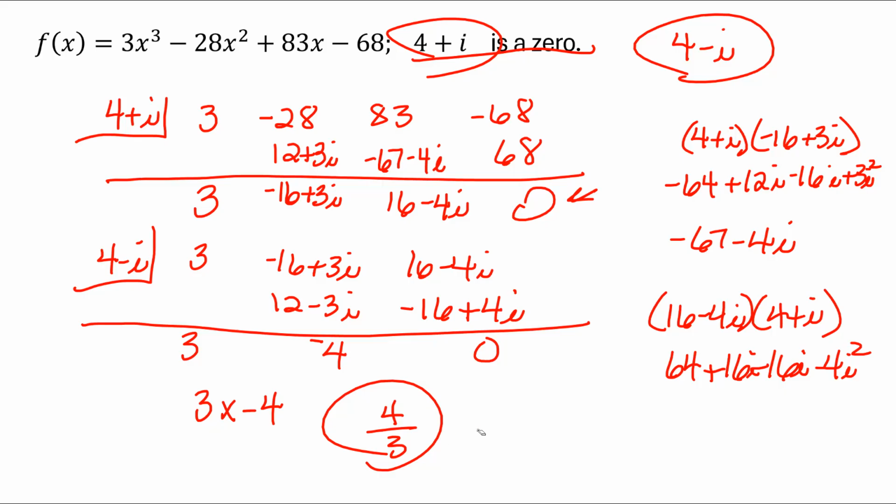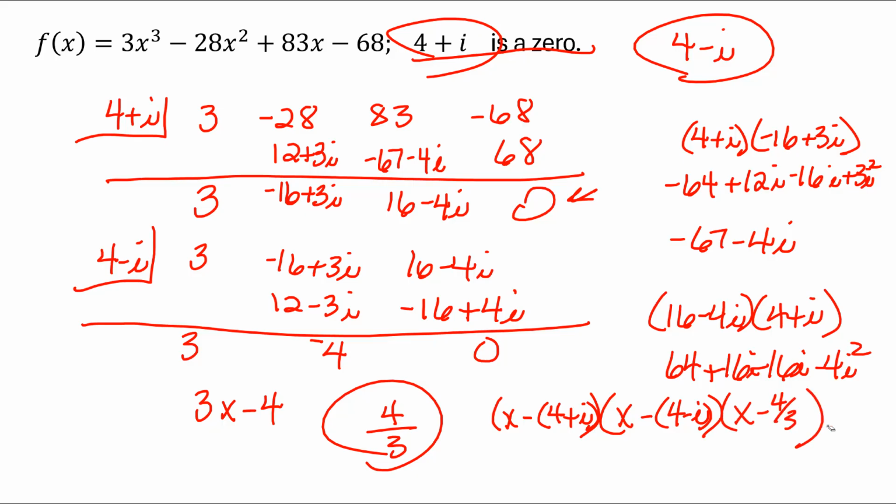So to write the factorization of this, I'm going to say x minus (4 plus i), x minus (4 minus i), and x minus 4/3. Then the solutions to f of x equals 0 are the zeros, 4 plus i, 4 minus i, and 4/3.